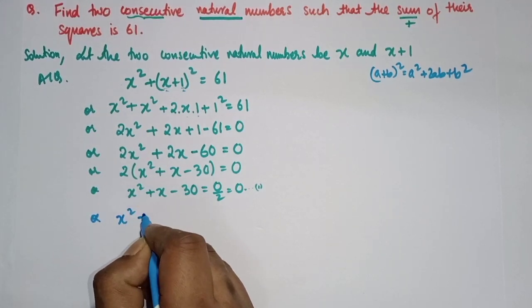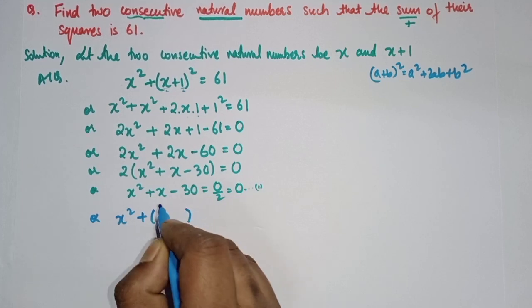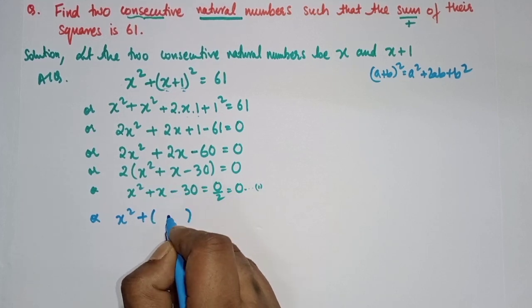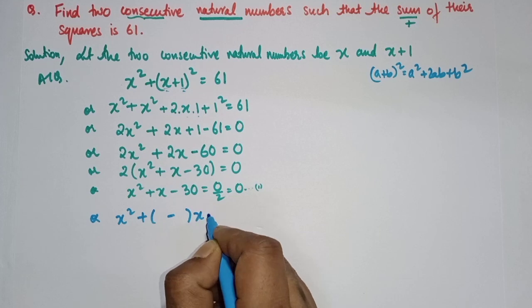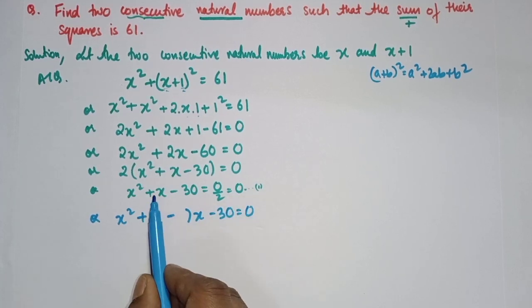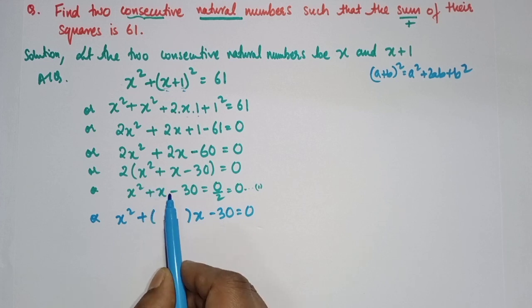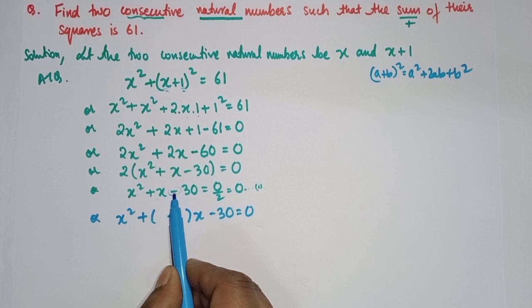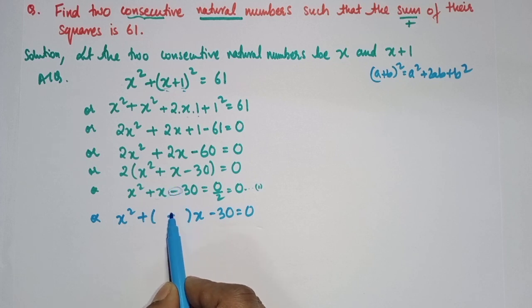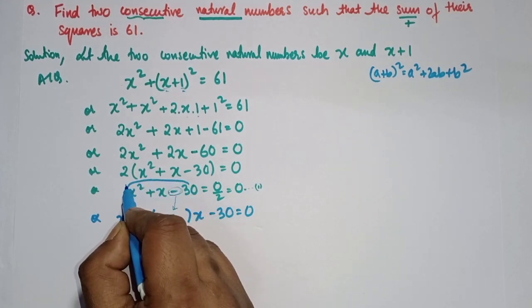x square plus x minus 30 equals to 0. This is why it is called breaking the middle term: we break this middle term into 2 terms, and remember that since the last term is minus, the middle one will also be minus. The first step is that you multiply this 30 by the coefficient of x square.